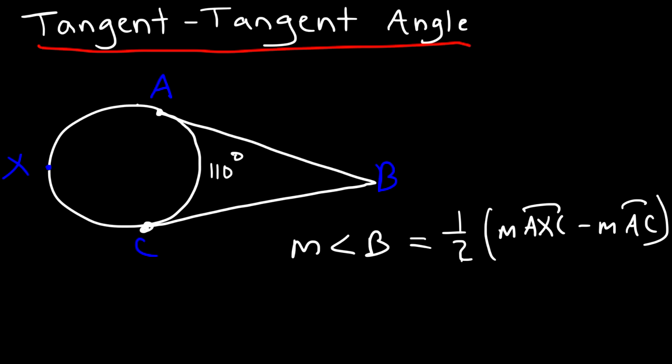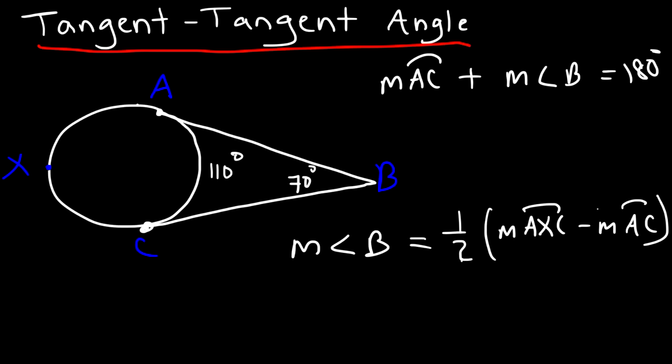Now there's also another theorem related to the tangent angle, and that is that the minor arc and this angle are supplementary. I think it's a good time to talk about this special theorem. So arc AC and the measure of angle B add up to 180. So angle B is simply 180 minus 110, which is 70. But I'm going to confirm that using this formula.